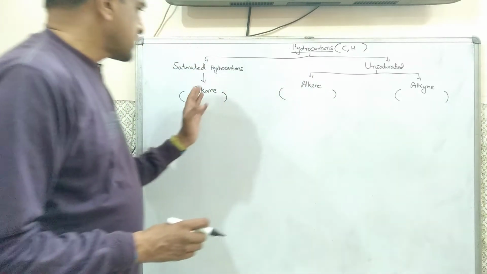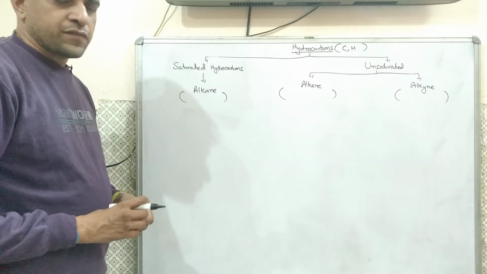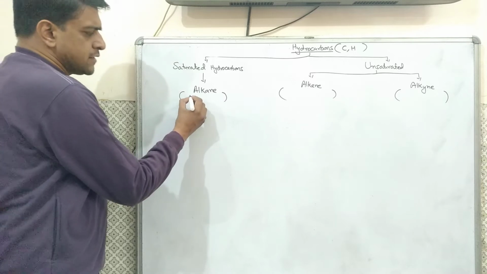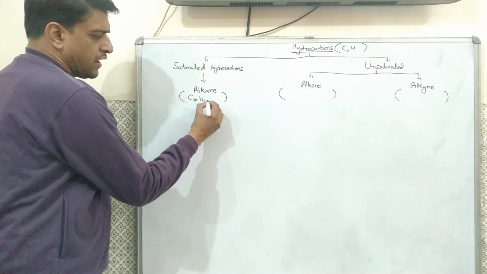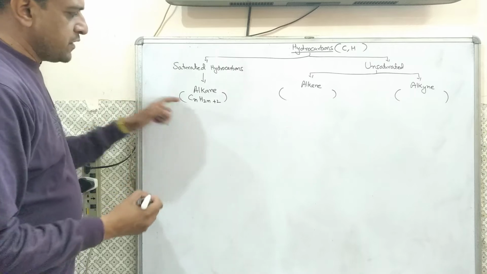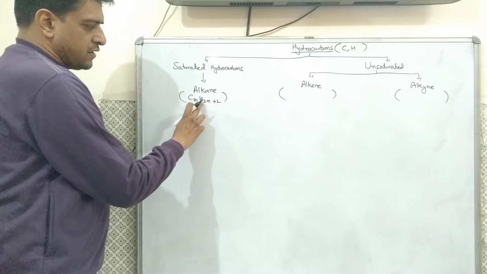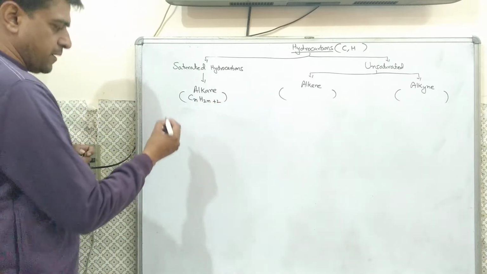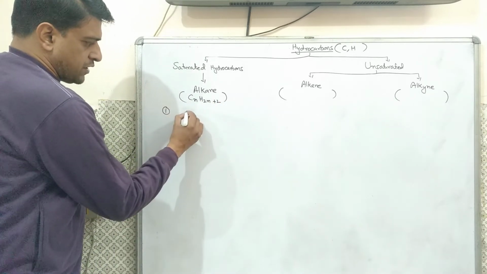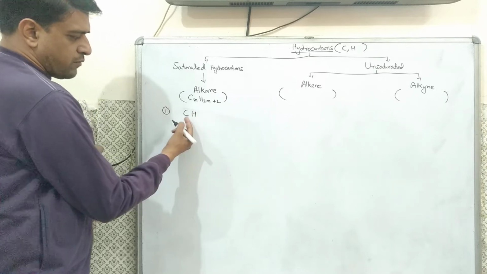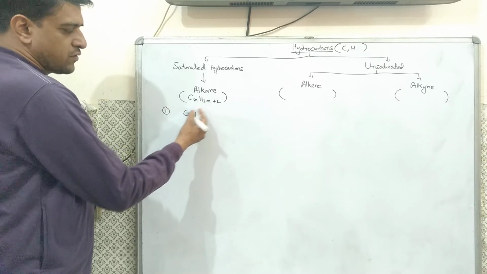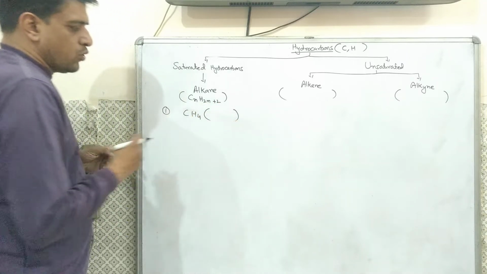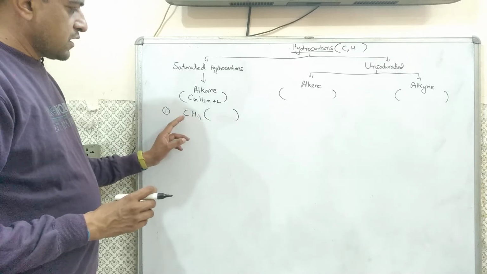Now first of all we will discuss the saturated hydrocarbon, and the first saturated hydrocarbon is alkane. The alkane general formula is CnH2n+2. It means if the number of carbon atoms is n, the hydrogen will be double the number of carbon, plus 2. For example, our first compound has carbon number 1. If carbon number is 1, so hydrogen becomes double. Double means 1 into 2, 2, 2 plus 2, 4. It becomes CH4.